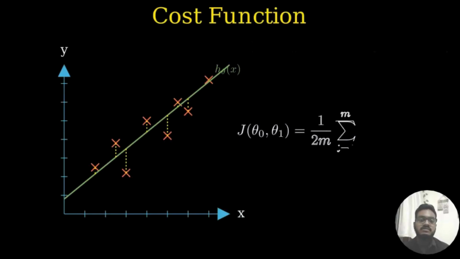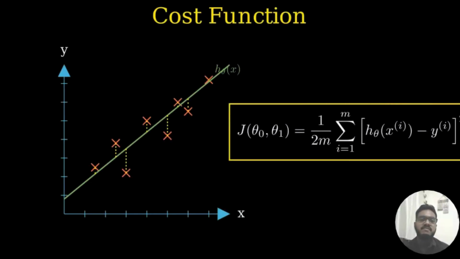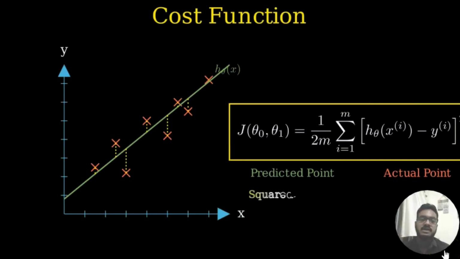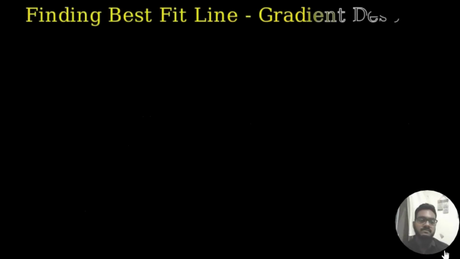And for this, we have this expression of the cost function, which is nothing but the average of the squares of the distances between these actual and predicted points. Our aim is to minimize that distance. The line which gives such a value of the cost function will be the best fit line in our case.